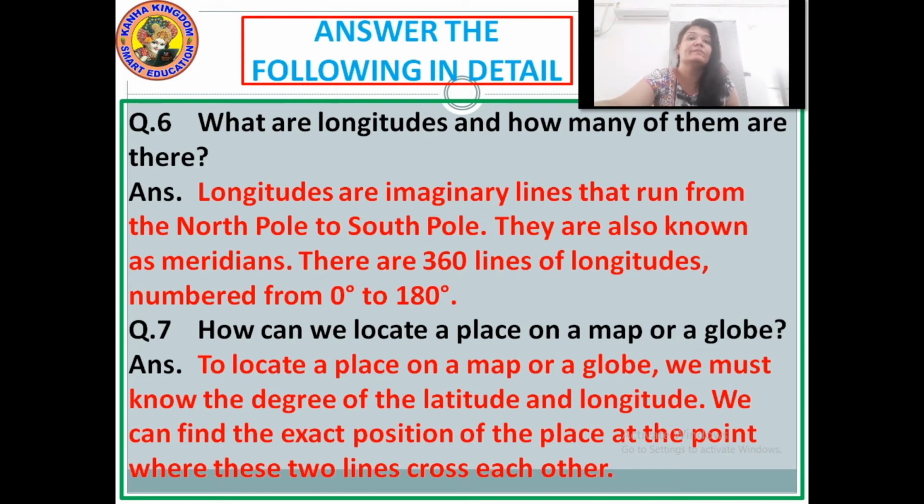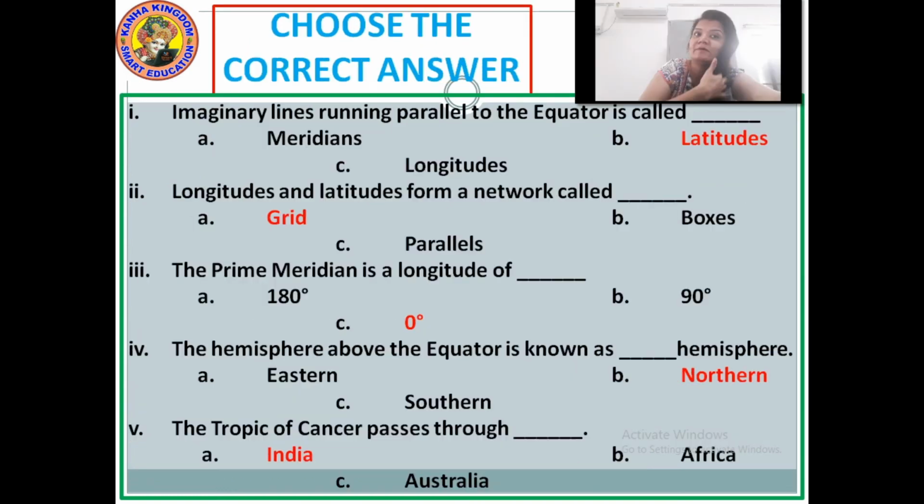Now moving to our next question, choose the correct answer. You must be seeing some words highlighted in red. These red words are the answers, but you have to write down all three options and underline the answer. You are not going to write only the answer; you are going to write all three options and underline the answer in your notebook.